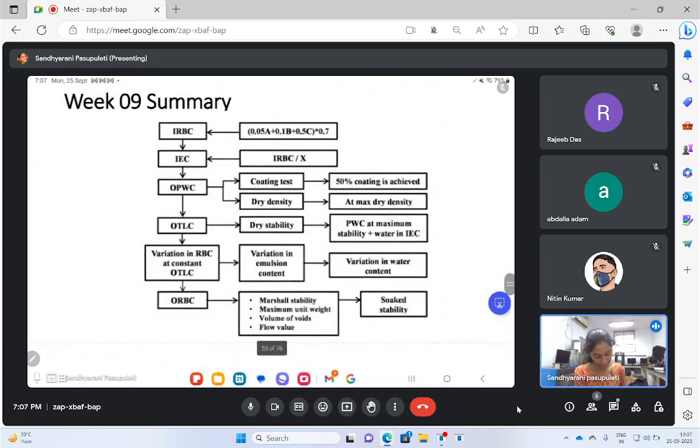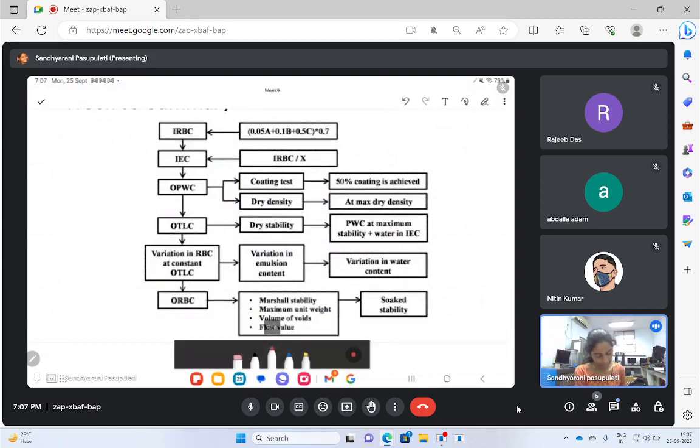So here is the summary. Let us say, initially we calculate the initial residual bitumen content using this formula. Once the initial residual bitumen content is known, dividing it by the percentage of bitumen in the emulsion will give the initial emulsion content. Once the emulsion content is known, let us come to the water.